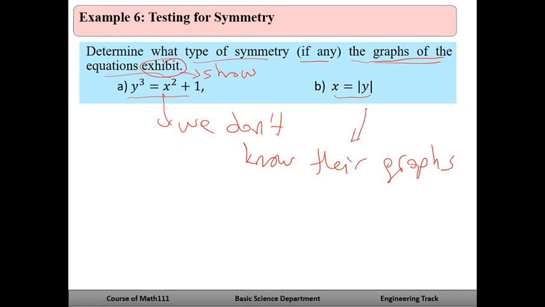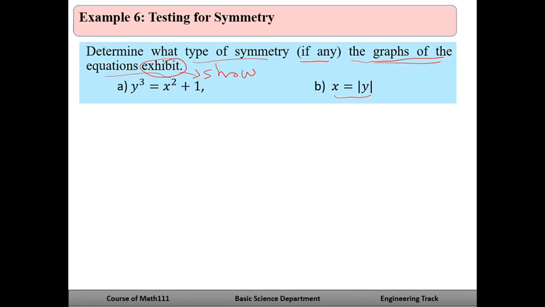Now, we don't know the graphs of them, so we cannot tell from the graphs. So we have to use our method, our tests. Let's check the first equation for the symmetries. Let's take the original one. This is the original equation.